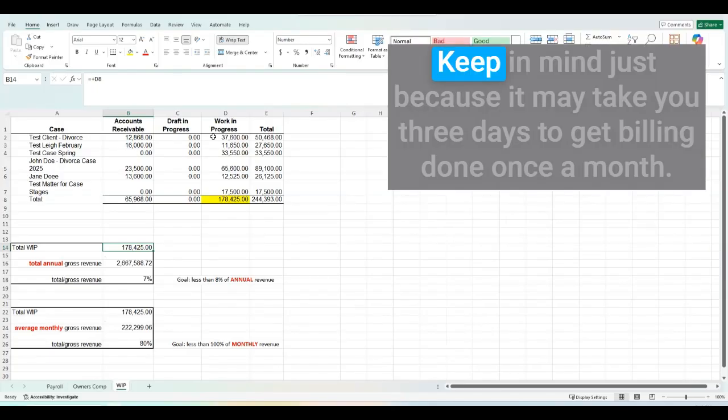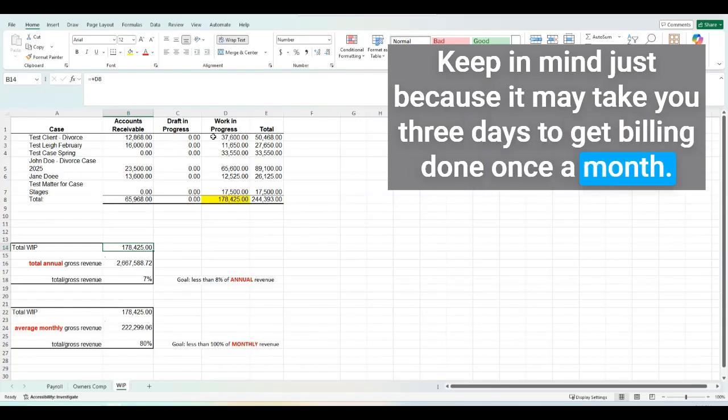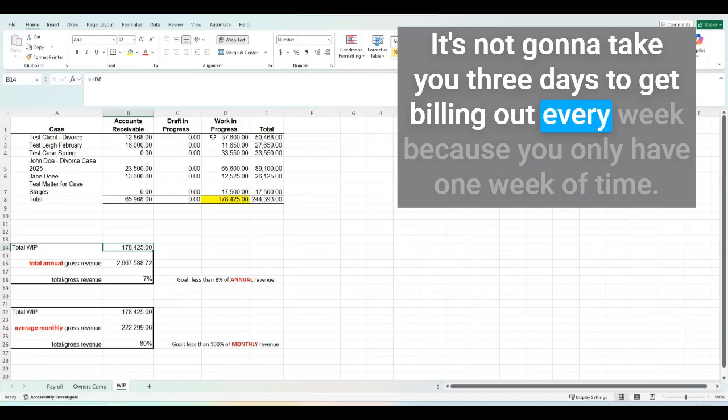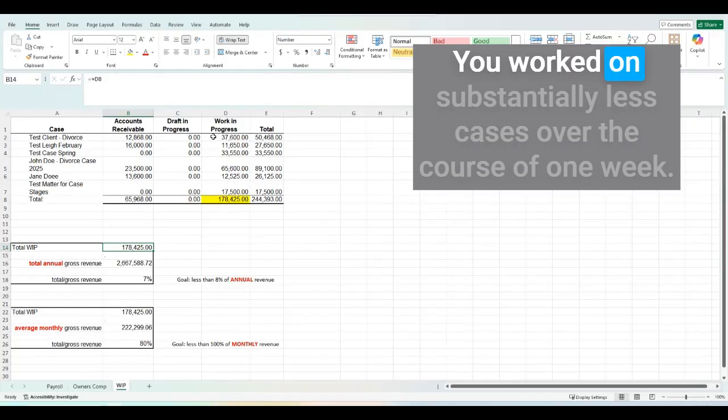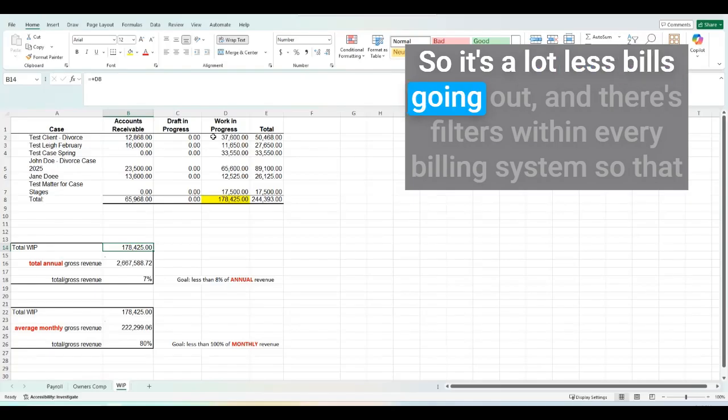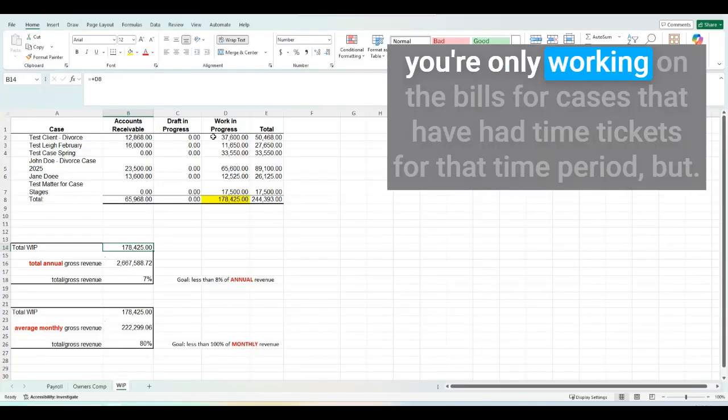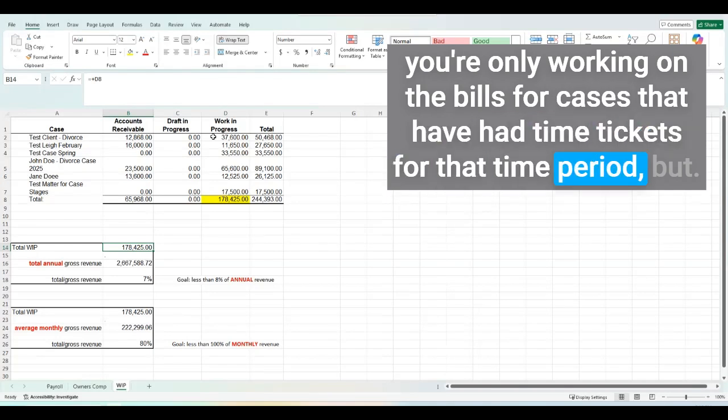But keep in mind, just because it may take you 3 days to get billing done once a month, it's not going to take you 3 days to get billing out every week, because you only have 1 week of time. You worked on substantially less cases over the course of 1 week, so it's a lot fewer bills going out. And there are filters within every billing system so that you're only working on the bills for cases that have had time tickets for that time period.